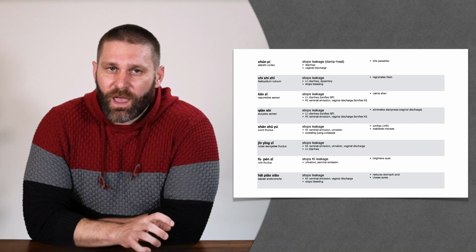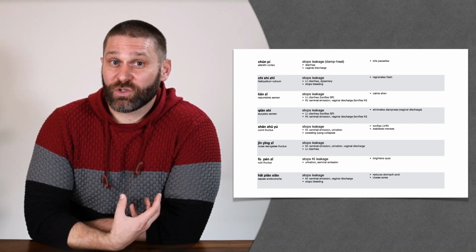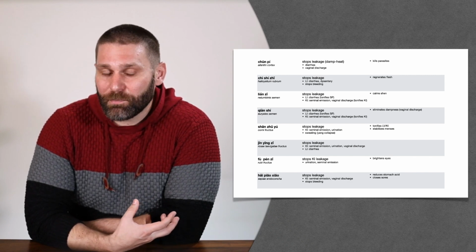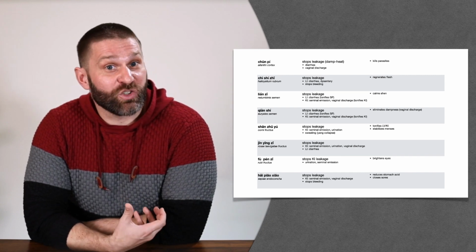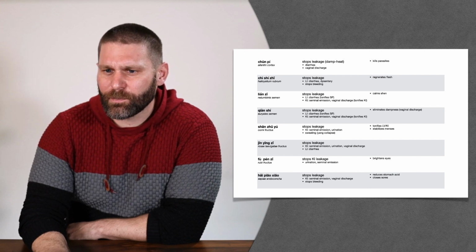Chunpi is good for that large intestine leakage, but especially for damp heat. So Chunpi, this is the one that's actually cold in temperature. So you can think of diarrhea and dysentery due to damp heat, especially when there's blood in the stool. But it's also for vaginal discharge due to damp heat. So Chunpi, think damp heat.